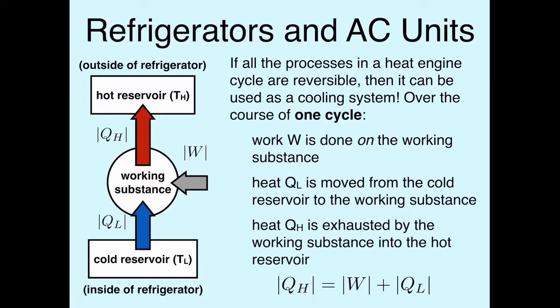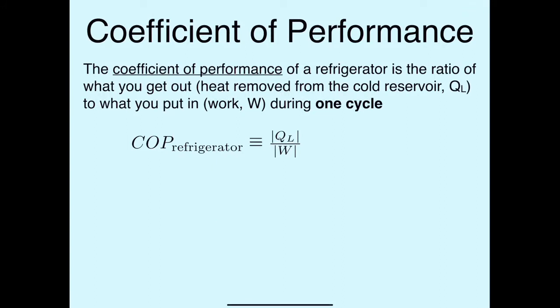Okay, so the same equation that we derived for heat engines is still going to hold true. QH is going to equal W plus QL. That still holds true. It's just that in our schematic, all of the arrows are reversed. That's what it means to reverse the cycle. Okay, and that brings us to the coefficient of performance.